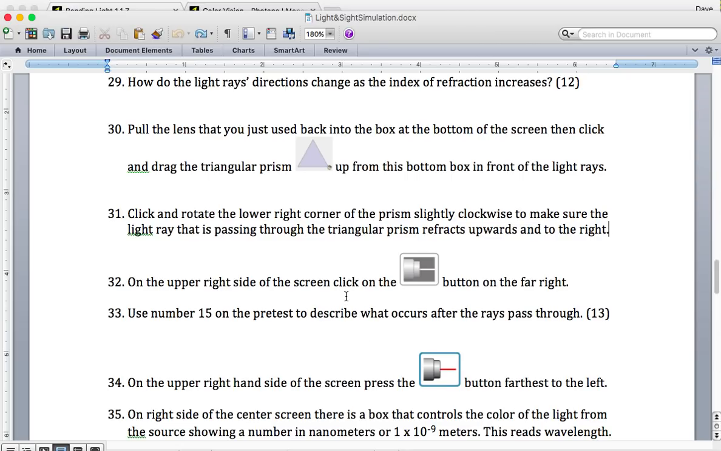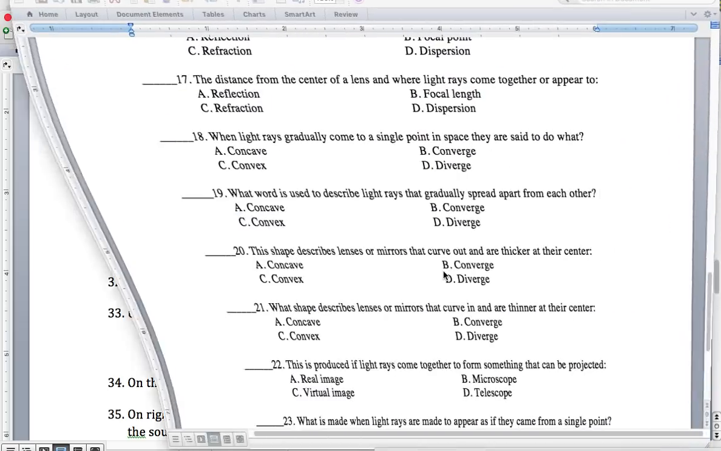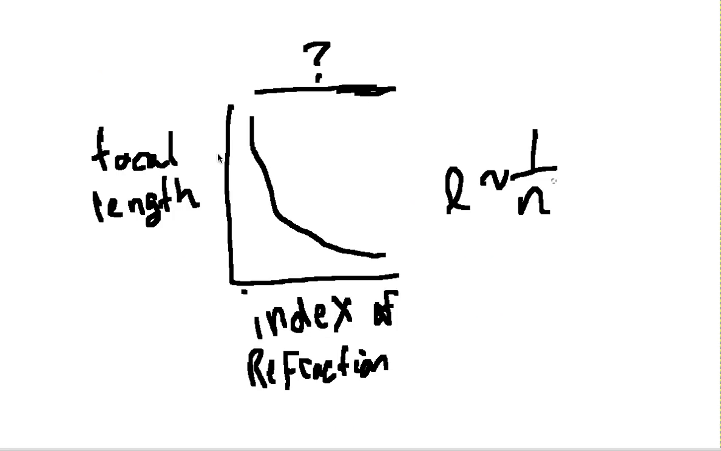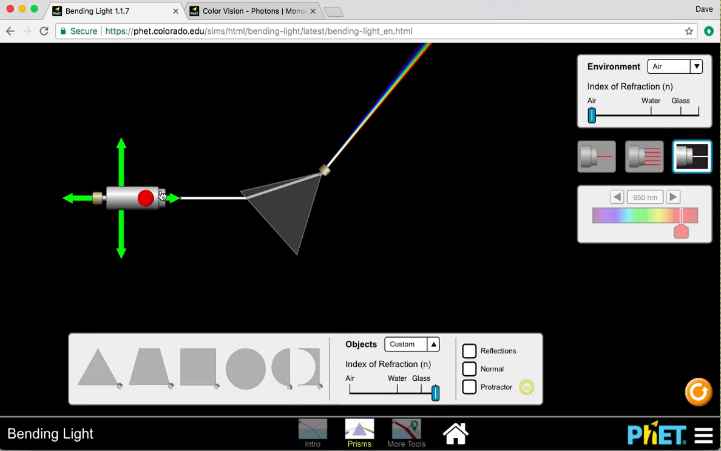So use number 15 on the pretest to describe what happens after the light rays pass through. So, not diffusion, dispersion. So when light separates into different wavelengths after passing through an object, this is known as dispersion. So that pretty much right there covers what it is I want you to know. But what's really going on here? The light's getting separated into its main primary colors, blue, green, and red. Anything in between that you see is just a mixture of the three.